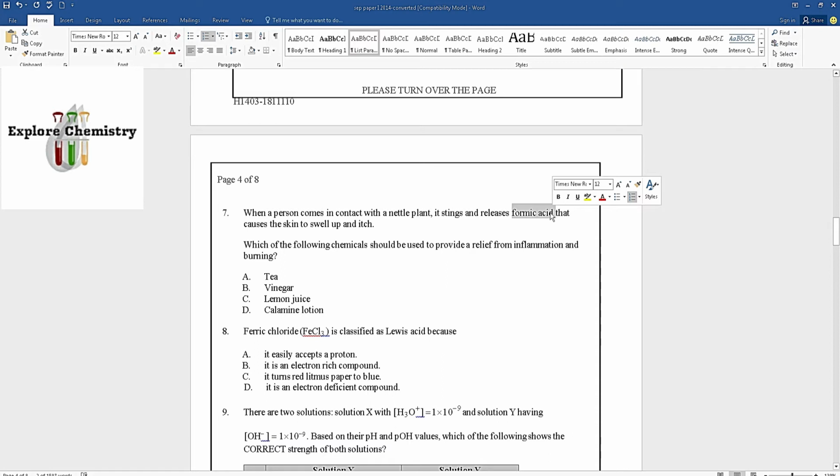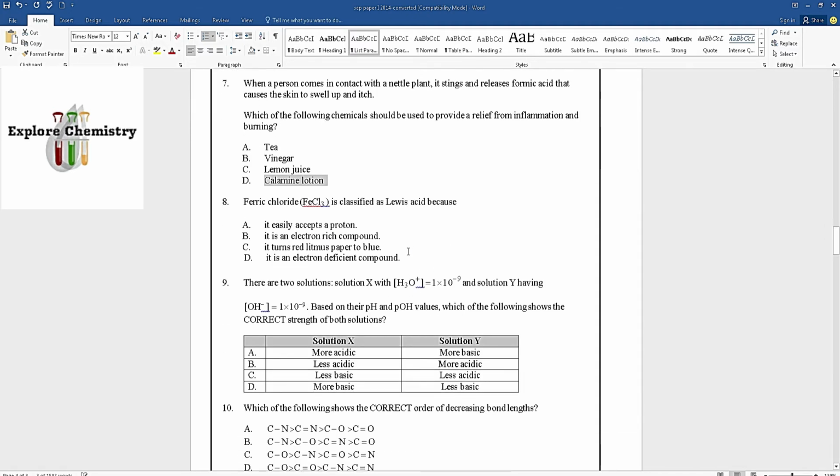Formic acid can be neutralized with the help of any base. Tea is acidic in nature, vinegar is acidic, lemon juice is acidic. So calamine solution is basic in nature. This lotion, calamine lotion, will be used to neutralize formic acid. D is the correct answer.